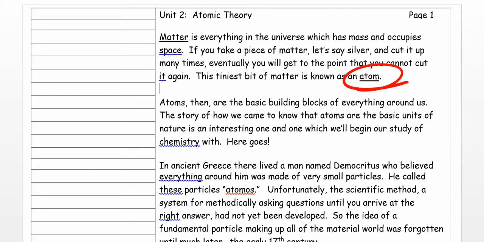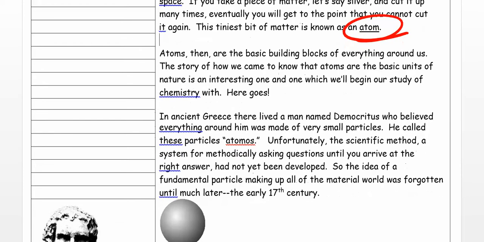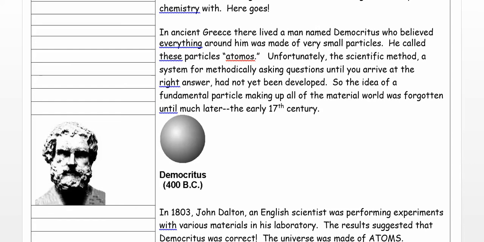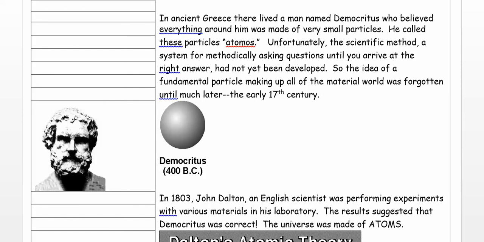So here it goes. I want to start in ancient Greece, right? This is about 400 BC. And in ancient Greece, there lived a man named Democritus, who believed everything around him was made of very, very small particles. He called these particles atomos. So atomos means building block or the beginning.